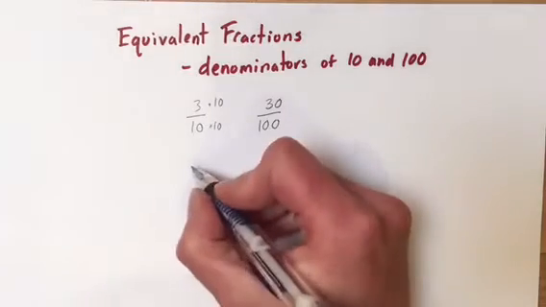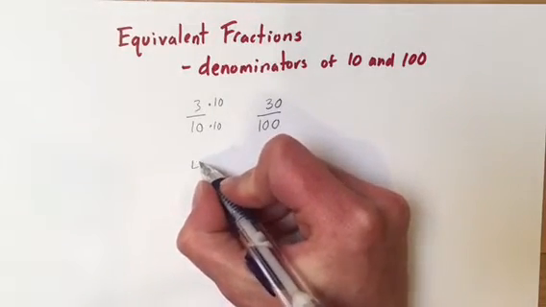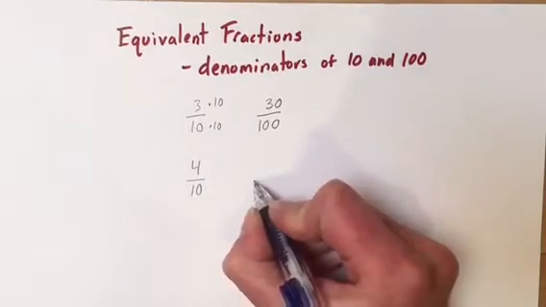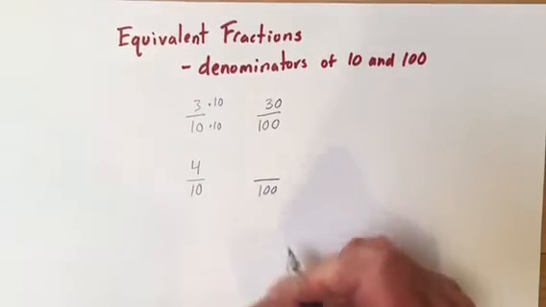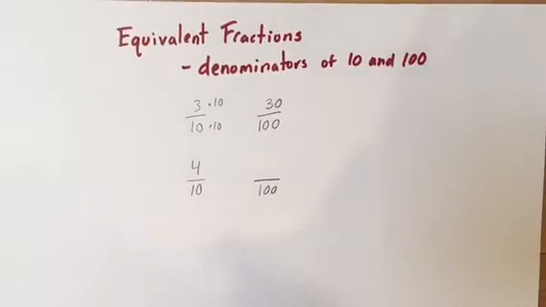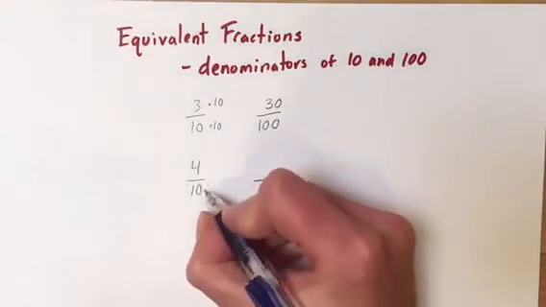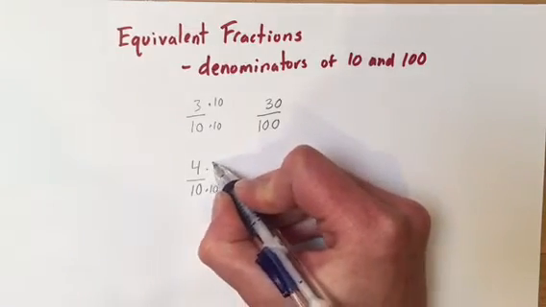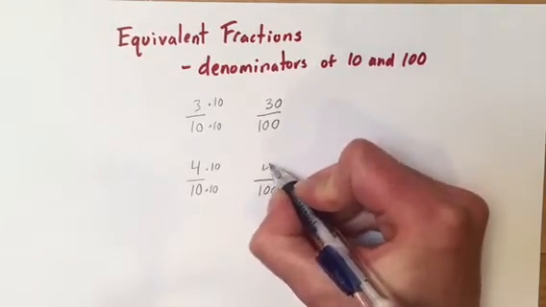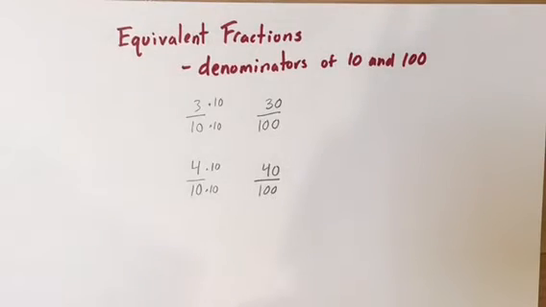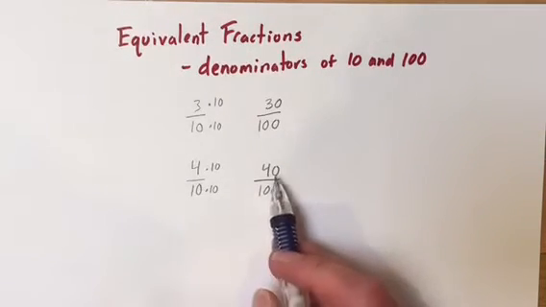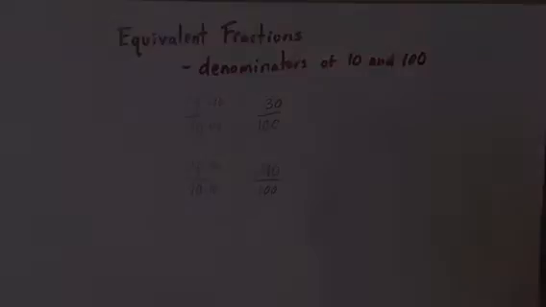Let's try another one. Let's do 4/10. Now once again, my denominator needs to be 100. What am I going to multiply 10 by to get to 100? Again, it's just multiplying by 10. If I do it to the denominator, I must do it to the numerator. 4 times 10 is 40. So 3/10 is equivalent to 30/100ths. 4/10 is equivalent to 40/100ths.